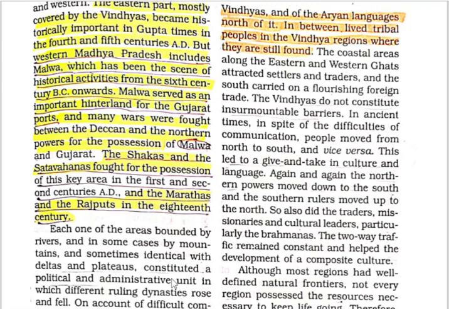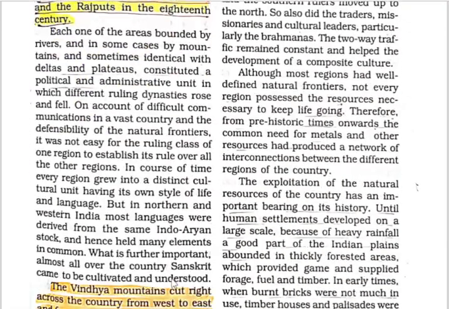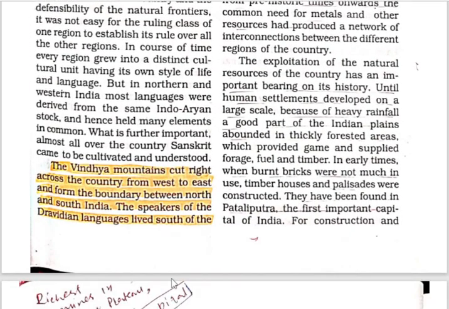So the Sakas and Satavahanas, Sakas, another important dynasty, fought for the possession of Malwa and Gujarat in the 1st and 2nd centuries AD, whereas the Marathas or Rajputs fight for this region in the 18th century. Now, see this. This is also important that the Vindhya Mountains cut the country from west to east and form a boundary between North and South India.